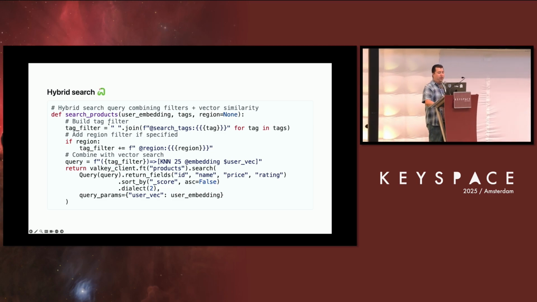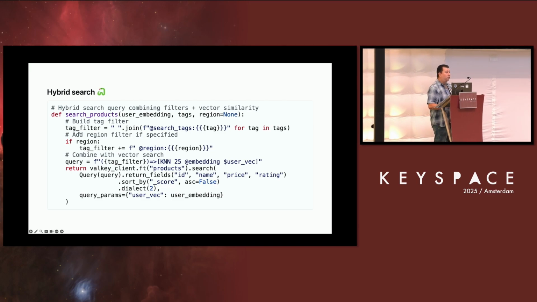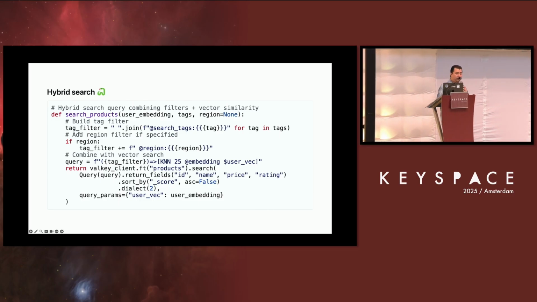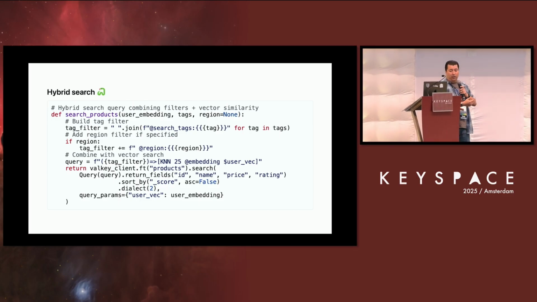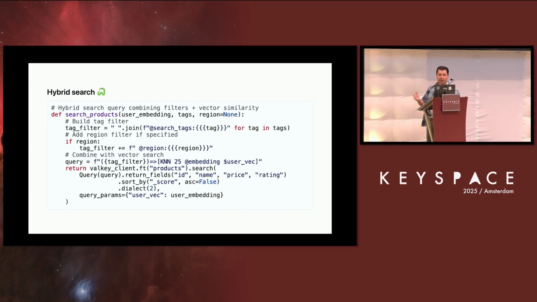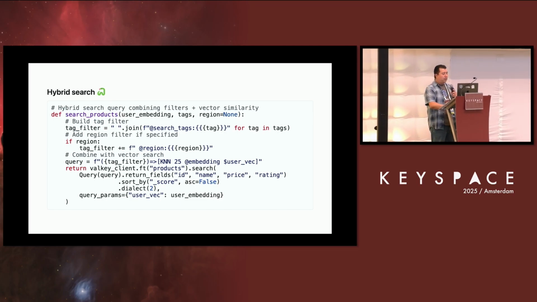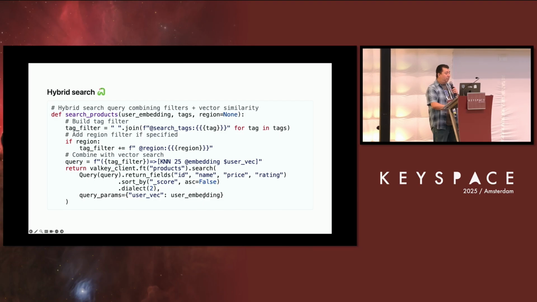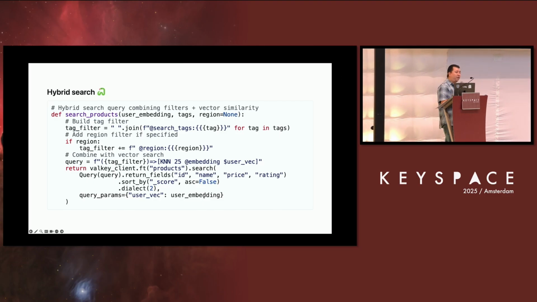So we have a tag filter. This is where we're doing the hybrid search. So we're taking tags as well as the embedding and combining them to go and perform this similarity search. And what we're passing as a parameter is the vector embedding for the user.